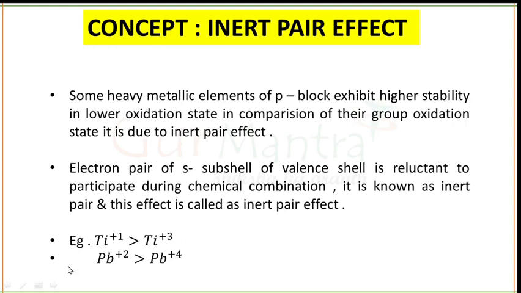For example, in the case of Pb+2 and Pb+4, the stability of the lower oxidation state Pb+2 is greater than the higher oxidation state, that is Pb+4. Now I hope you are clear about the inert pair effect. So basically the simple meaning of the inert pair effect is that the stability of the lower oxidation state is greater than that of the higher oxidation state.